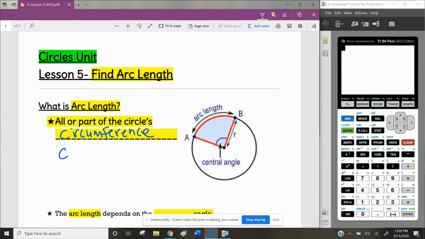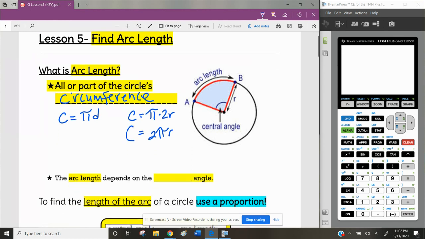So our two formulas for circumference: C equals pi times diameter. And since diameter is equal to 2 times the radius, we can do C equals pi times 2r, or 2 pi r, whichever one you want to do. Multiplication is commutative, so it doesn't matter which order. And the arc length also depends on the central angle.